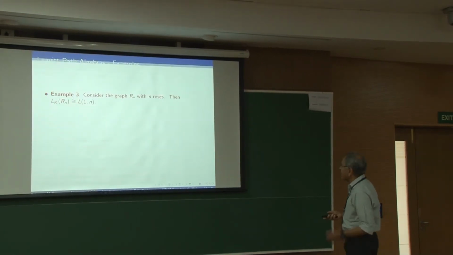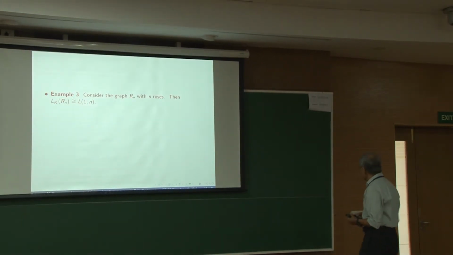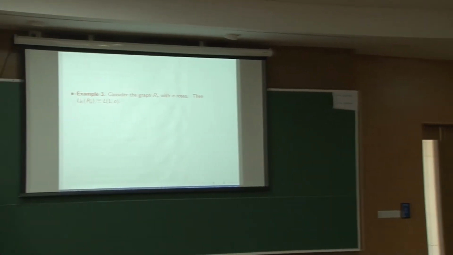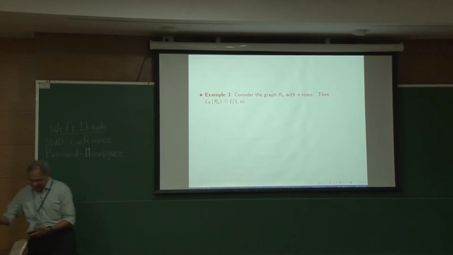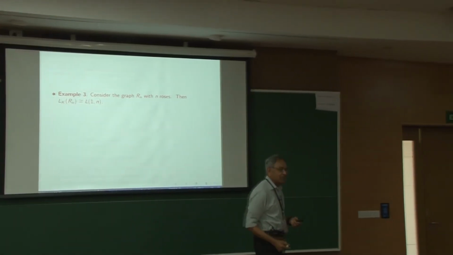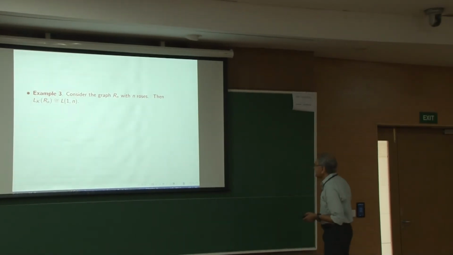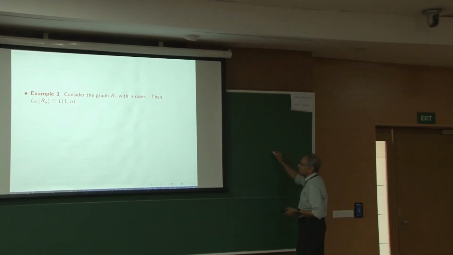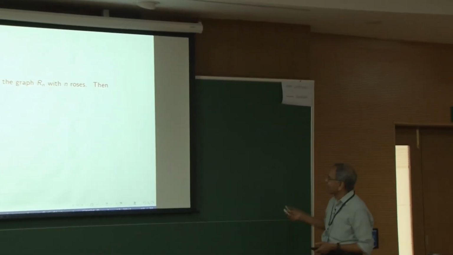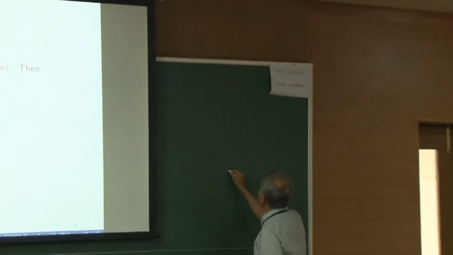One more example. This is the so-called graph with n roses. Fortunately, I use scientific software developed by a former PhD student. It doesn't give me good graphs. It's called Scientific Word. Some of you may have heard about it. So I always have a problem in drawing graphs, and I couldn't get it here.